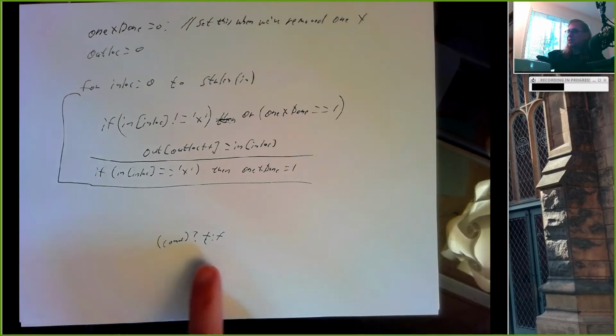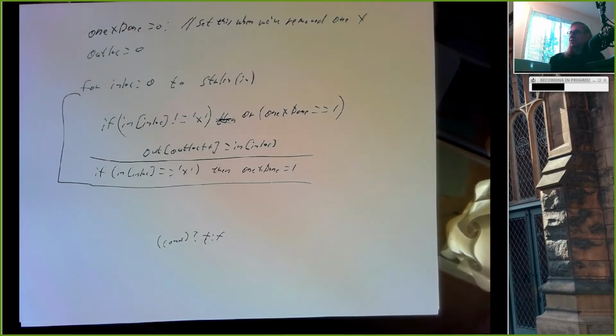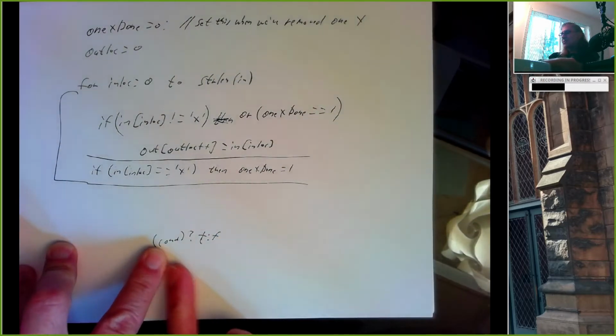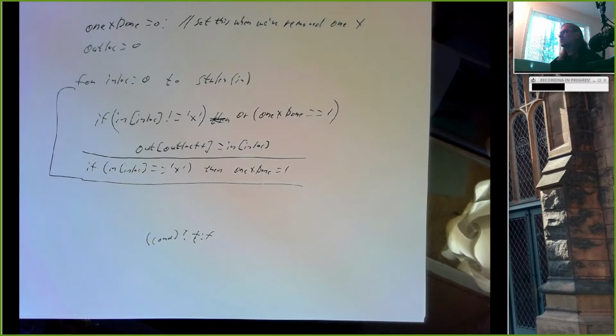This is nice when you want to get rid of usually an if-else. So, you know, if this is true, then set x equal to this, else set x equal to that. That's what kind of screams out for this. We could just say x equals condition, question mark, true value, colon, false value.